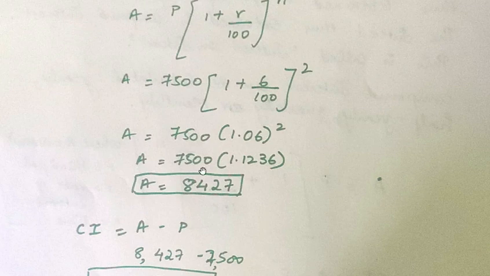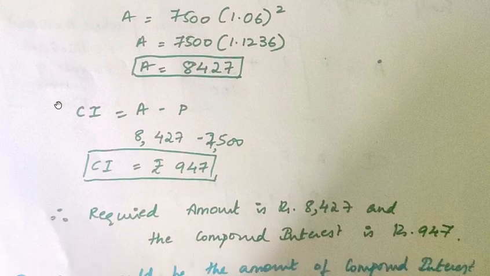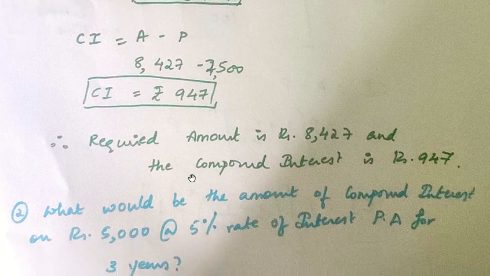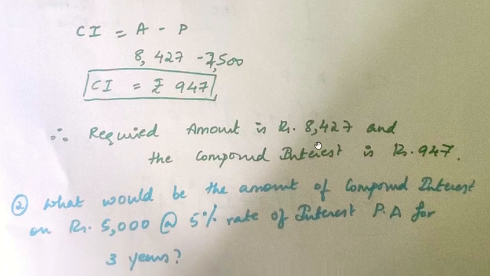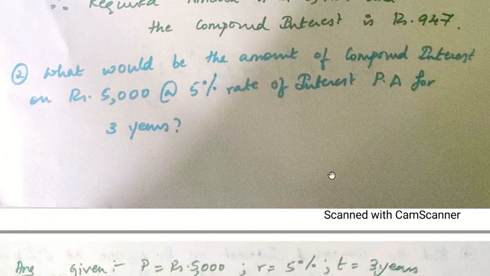So the amount is 8,427. How do you calculate compound interest? Amount minus principal. You have your amount figure 8,427 minus your principal amount, which is 7,500. So your compound interest is 947 rupees. Therefore, the required amount is rupees 8,427 and the compound interest is rupees 947.